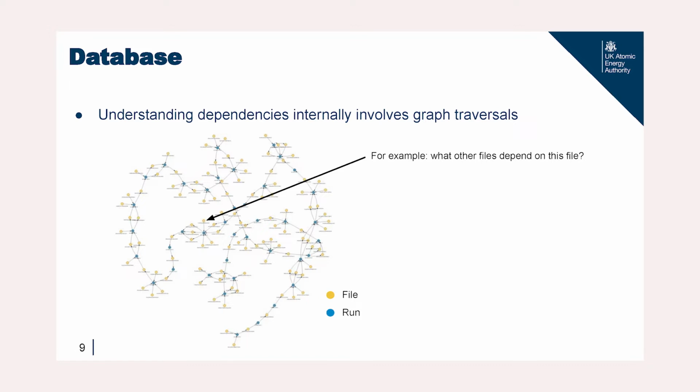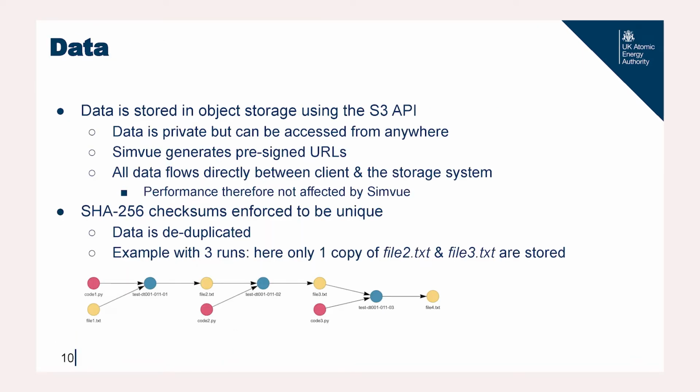And then we need to be able to store data as well. We don't store data in the database. That data is stored in object storage using the S3 API. That allows us to have the data being private but accessible from anywhere. So you can have jobs running on different HPC systems, or some HPC systems and clouds, and it's possible for everything to get access to the data.